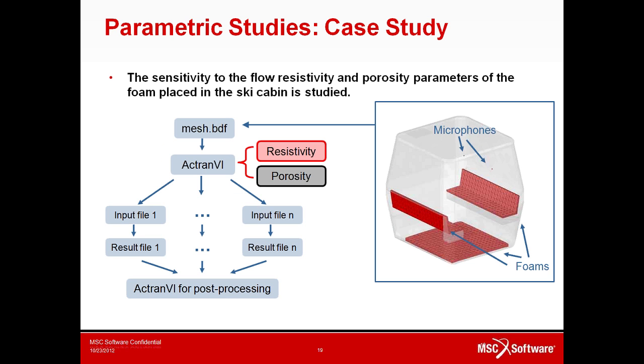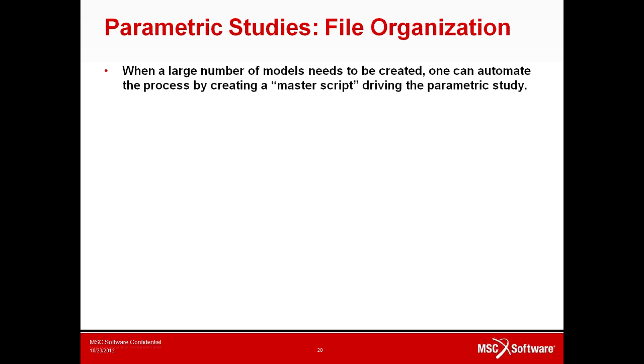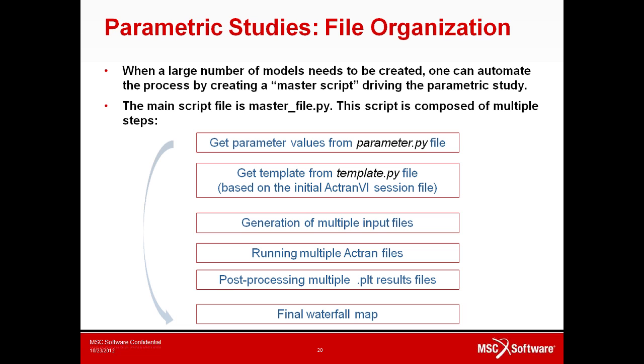The case study we will consider now is a parametric study of a treated ski cabin. The parameters of interest are linked to the porous treatments that are applied through the seats and carpet. In practice, the two parameters we wish to modify are the porosity and flow resistivity of the foams. We will assess their influence on the microphones placed within the cabin directly. In this case study, we will automate model generation, computation, and post-processing of the results in one main master script. This script will first read the range values of the different parameters provided by the user and the template for creating the Actran model from scratch.